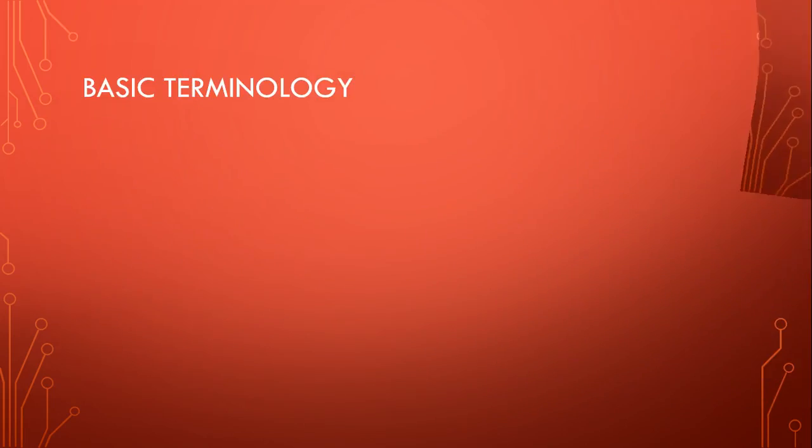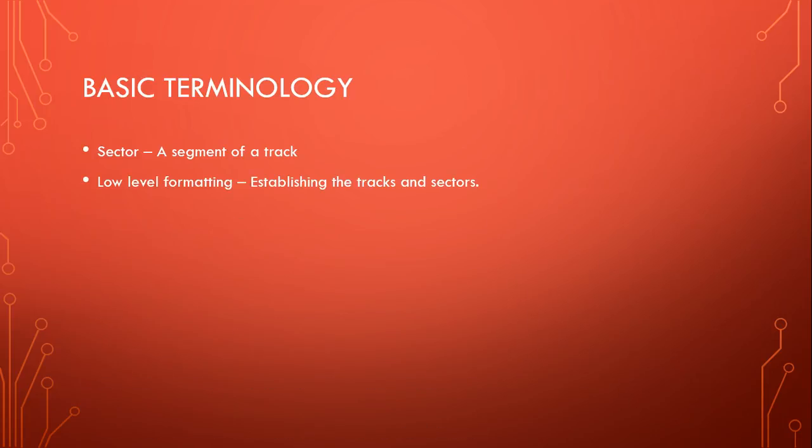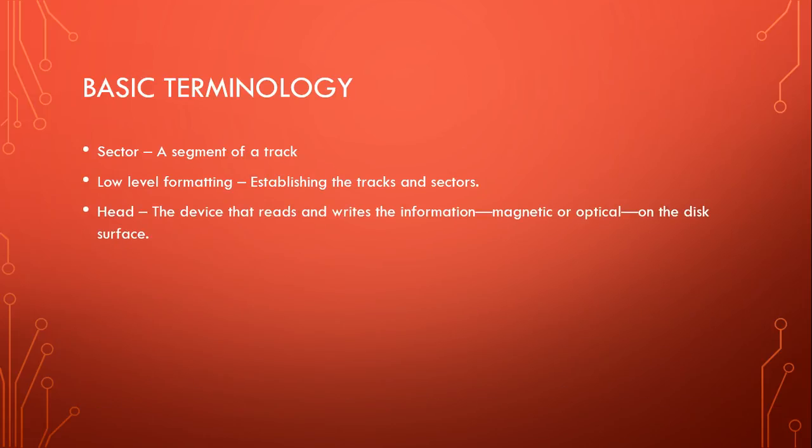Continuing on with a little bit more basic terminology. A sector, which is simply just a segment of a track. You also have low-level formatting, which is simply what establishes the tracks and the sectors on your disk. You have the head, which is the device that reads and writes information, whether it's magnetic information, such as on your hard disk, or optical, such as on your CD or DVD or Blu-ray, on the disk surface. You have the arm, which is the mechanical assembly that moves the head in and out, so whether that's a physical mechanical head or that's using like a laser.